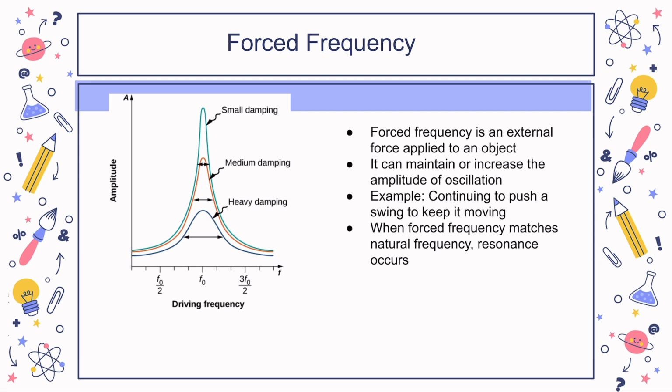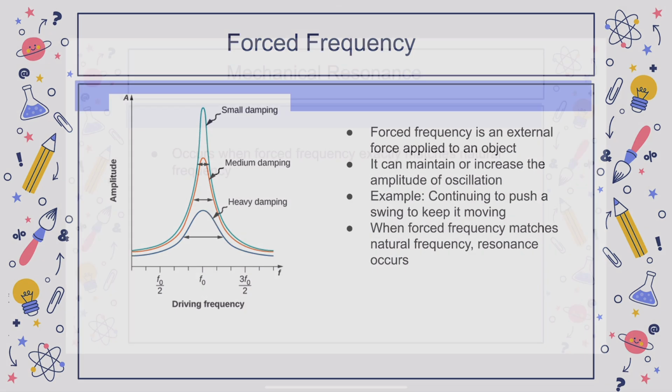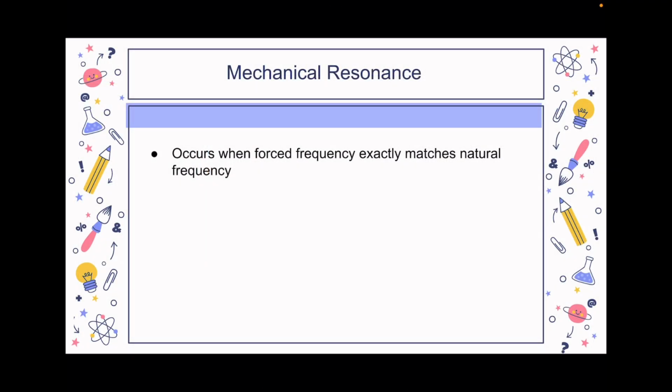Now, damping is just referring to the energy that is lost as an object oscillates back and forth in this simple harmonic motion. And so not only do we see an increase in amplitude, but we also see a decrease in damping. So mechanical resonance, which is a very specific type of resonance that occurs in physical systems, occurs when the forced frequency exactly matches the natural frequency. And so you time it just right where you apply a force on the pendulum system, for example.